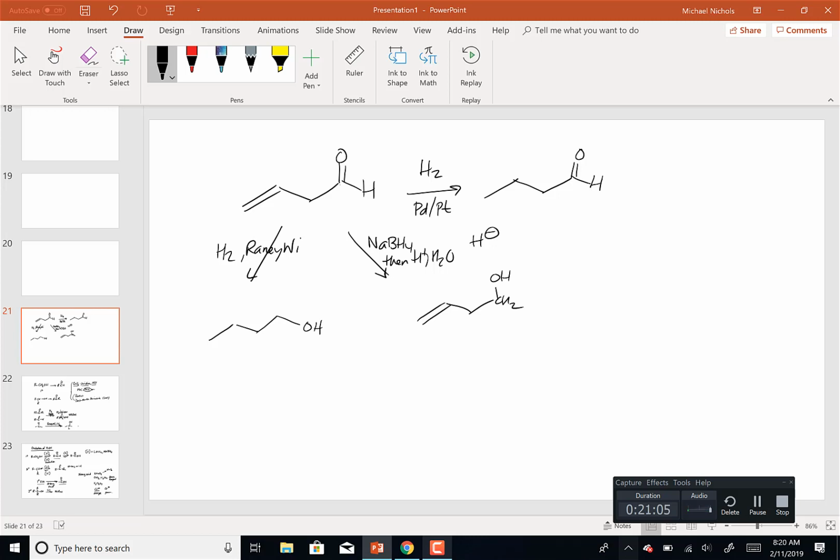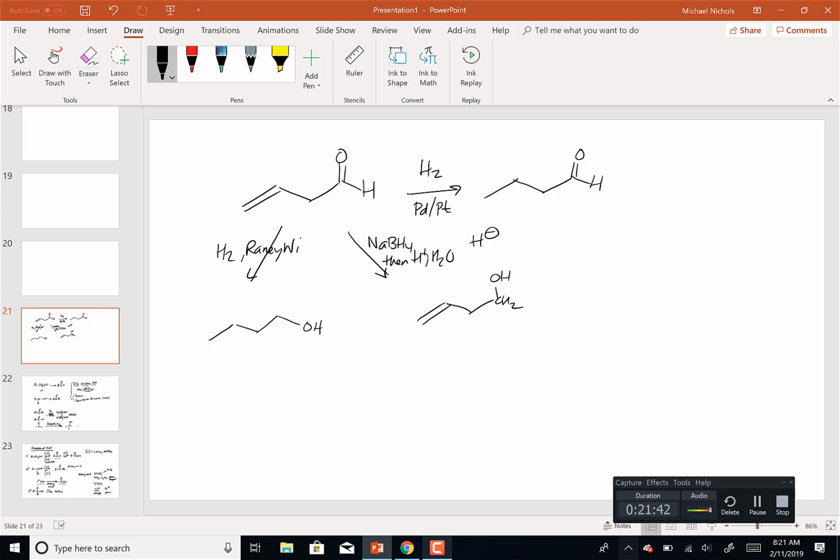Now, you'd say, well, what happens if I want the double bond reduced without the aldehyde? We already know that. What if I want to reduce the aldehyde without the double bond? Okay, I got that one. And then I can reduce both. So I can capture all three of these. Jacob? Now, what if you want to not reduce the double bond, but have the alcohol in a different place?